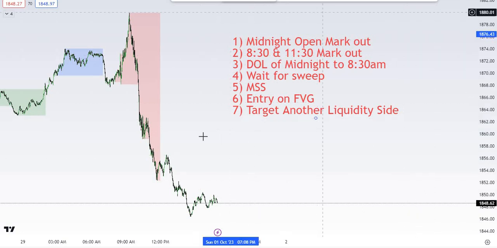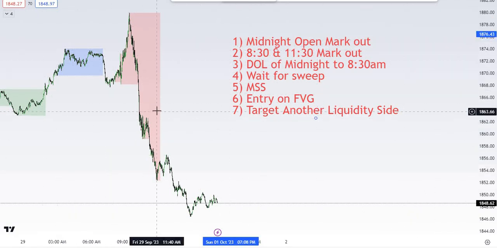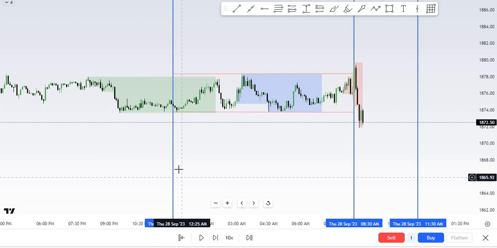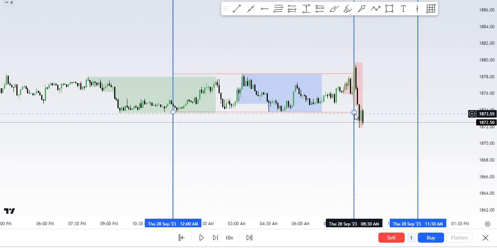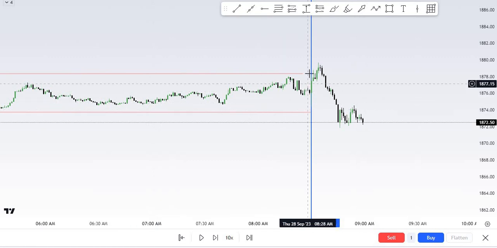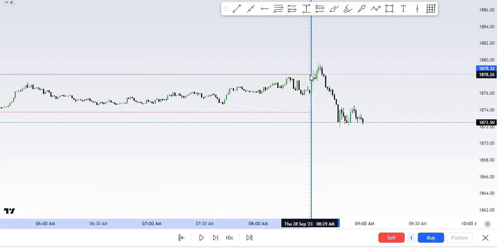So let's apply all these rules on our trading chart. So here, as you've seen, midnight 12 a.m. New York local time, UTC -4, and then 8:30 a.m. New York local time and 11:30 a.m. New York local time. What we have to do after we mark out, before 8:30 we have to mark out the high and low of the day. It can be anything. Then we will shift to the 1 minute time frame and wait for a sweep of any side, buy side or sell side.